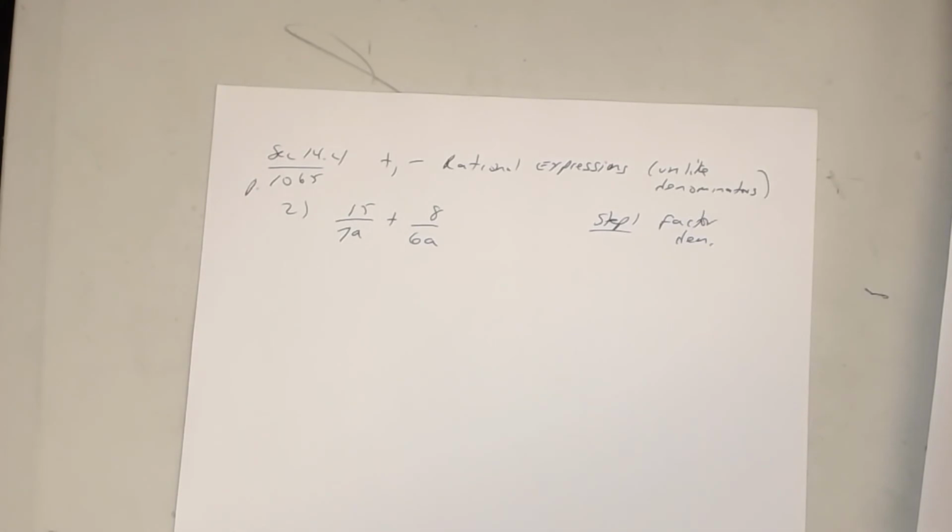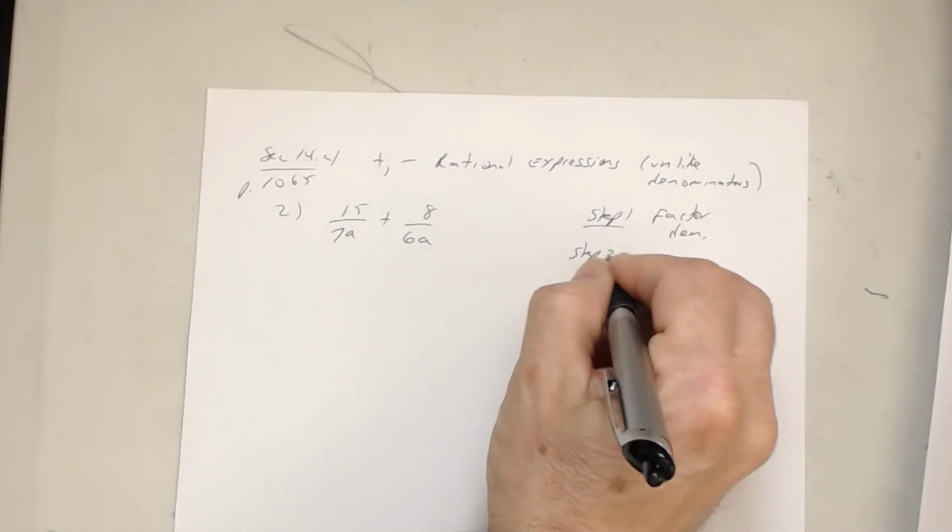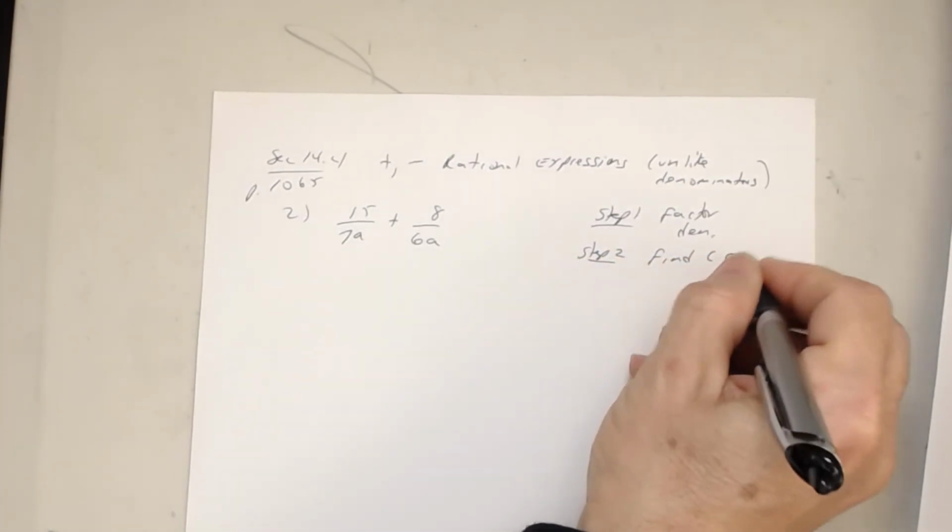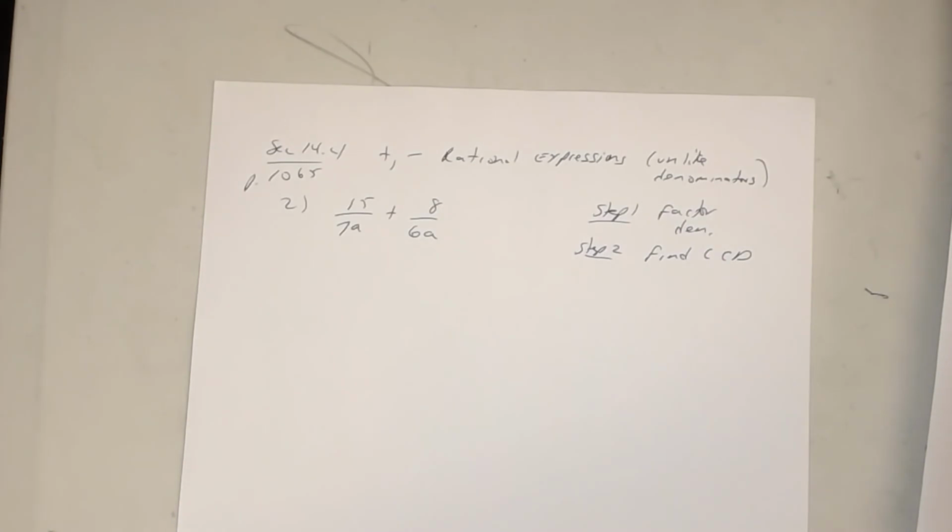Can I factor these? No, because they're monomials. But if I could, I'd factor. Step 2, find the LCD. All right, so let's talk about that. Do the coefficients first. Remember I said LCD, don't just pick any common denominator. If you use a common denominator, you'll get the right answer at the end, but I want you to use the LCD. So you're not going to get full credit if you don't use the LCD.